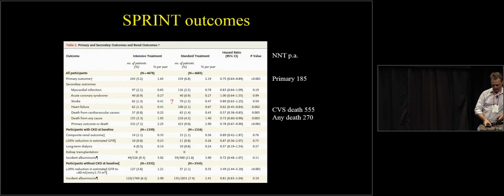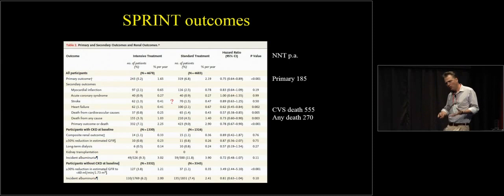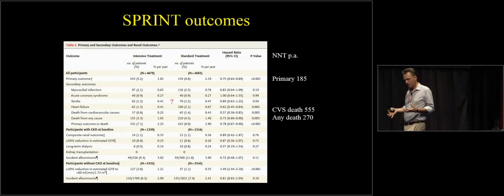So what were the outcomes? Well, that primary outcome, that amalgam of heart attack, stroke, and deaths, was significantly reduced in the intensive group. That's the top thing up here, by 0.6 of a percent or so, which was significant. And it meant the number needed to treat to reduce one of these primary outcomes: if you treat 185 people per year with this very low blood pressure, you'll prevent one of those primary outcomes. So you don't get many bangs for your bucks there.